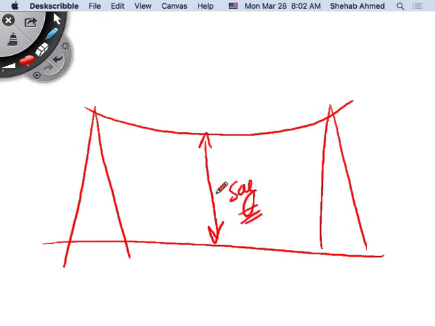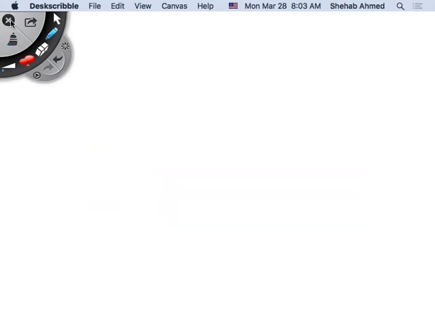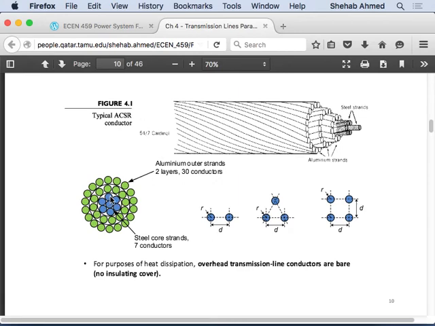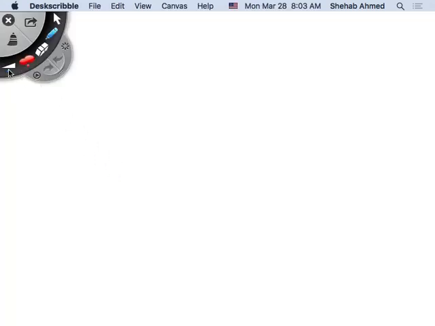Okay, so this has to be a minimum clearance. There's a minimum requirement depending on the voltage level, of course. If the voltage level is low, you can go lower. If the voltage level is high, you cannot go below a certain level, right? Otherwise, somebody passing by down here will get electrocuted, and you do not want that to happen. So the steel core is what gives you the strength, and the more steel you have, the stronger it is.